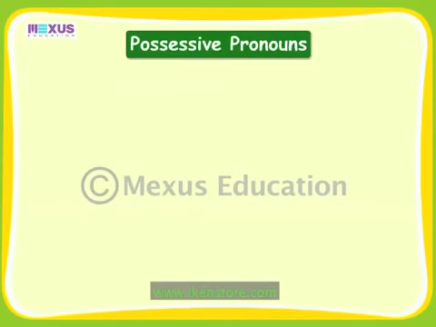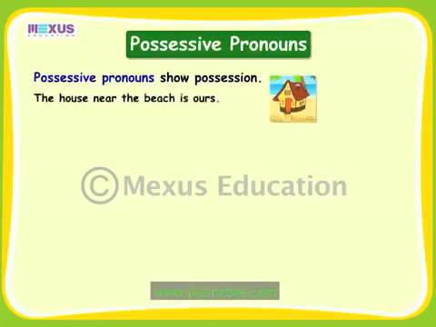There is another class of pronouns that fall under personal pronouns. We call them possessive pronouns. Possessive pronouns show possession. For example, the house near the beach is ours. Those books are mine. The pronouns ours and mine are possessive pronouns and indicate that something belongs to somebody.